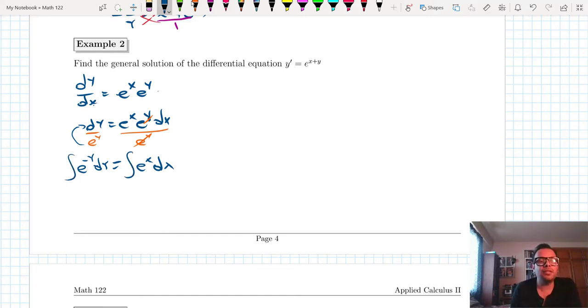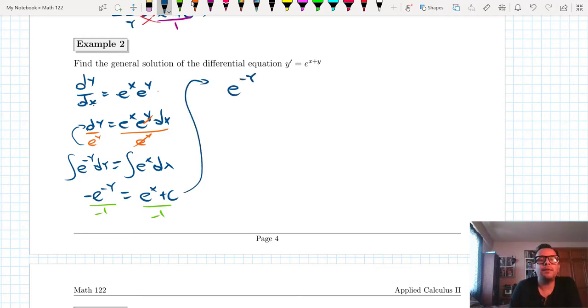So the integral of e to the negative y is going to be negative e to the negative y equals e to the x plus c. Okay. So now our goal is to solve for y. What am I going to do to solve for y? First of all, I'm going to divide by negative 1 on both sides, to get e to the negative y equals negative e to the x, and in this case plus c. I'm going to keep the plus c.